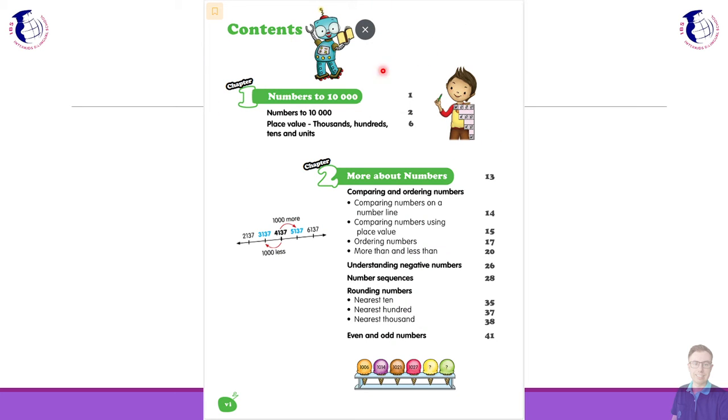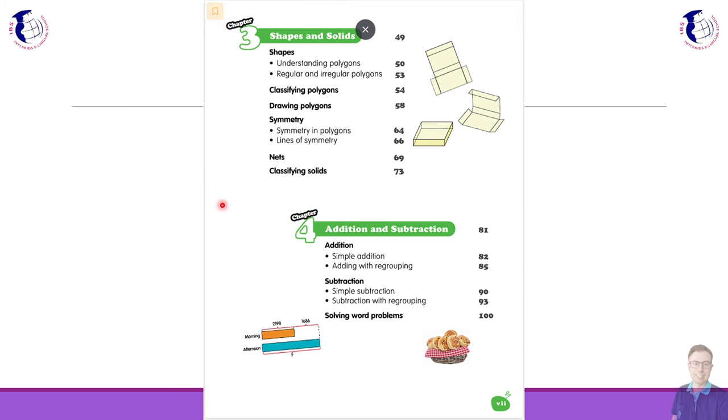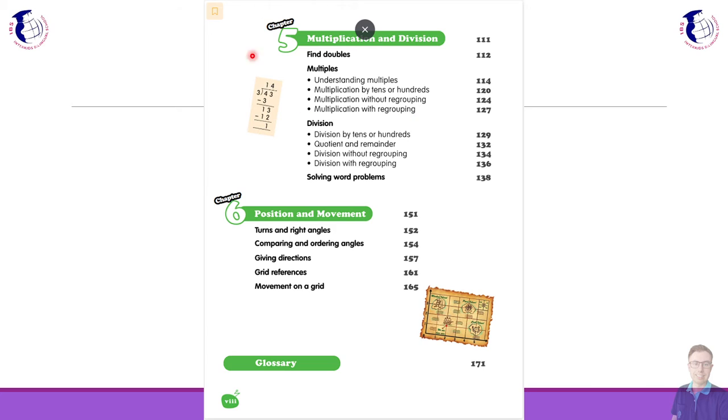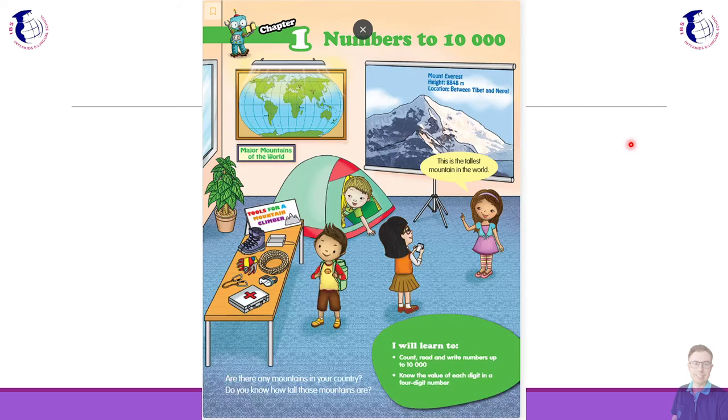So these are the chapters in the contents in the start of your book. I've read through them already, but I'll read them really quickly. Numbers to 10,000, then more about numbers, shapes and solids, addition and subtraction, multiplication and division, and position and movement, which we'll work through and finish before the end of term one. And hopefully at some point during that time we will be back in school in person and not online still.